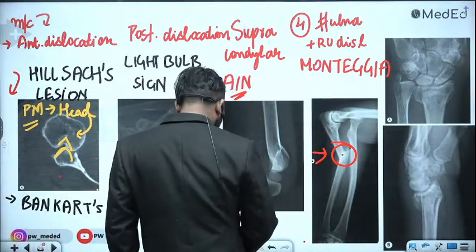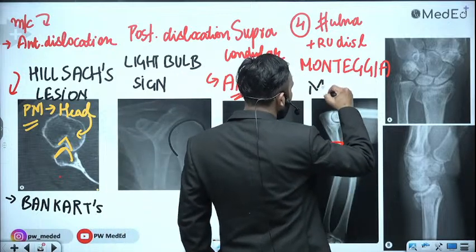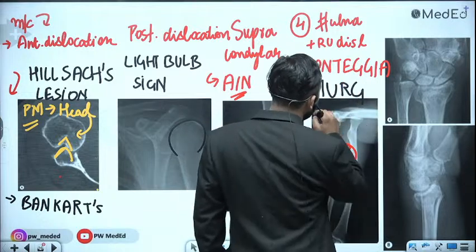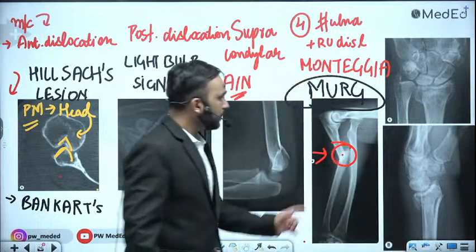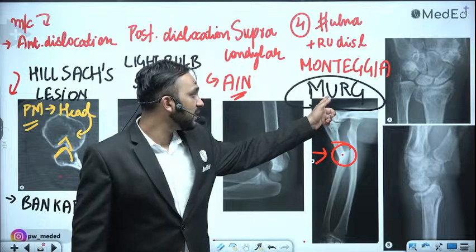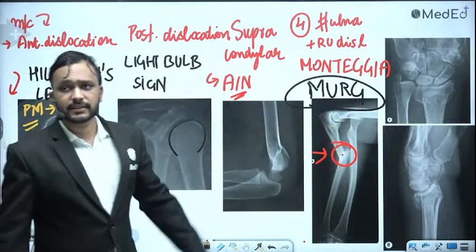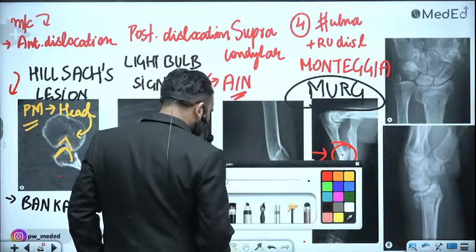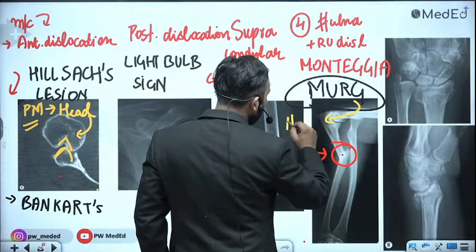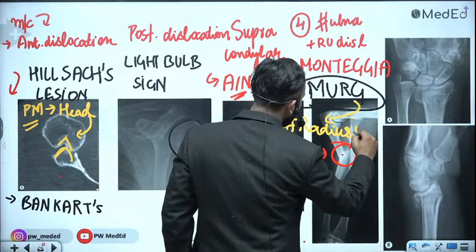What is the mnemonic to remember this? The mnemonic is MUGR, where M stands for Monteggia fracture, U for ulna, and G for Galeazzi fracture. Okay, Galeazzi fracture, just remember, it involves fracture of radius plus radio ulnar dislocation.